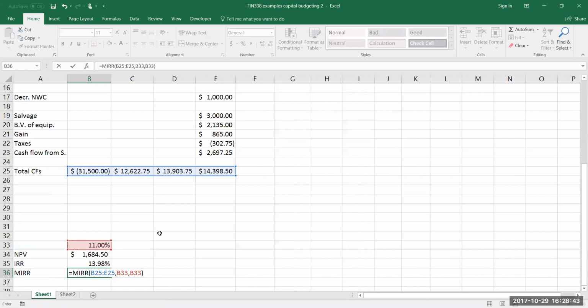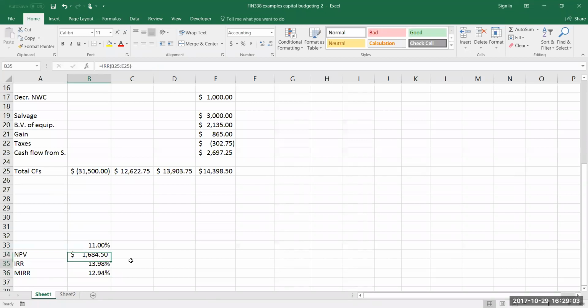So when I hit enter, I should wind up with a number that's between the 11% risk-adjusted cost of capital and the approximately 14% IRR. So let's take a look. And I did. So the MIRR is 12.94%. Notice that the net present value is positive, so we like the project. The IRR is greater than the required rate of return of 11%, so we like the project. The MIRR is also greater than the required rate of return, so we like the project based on the MIRR as well. So we like the project.